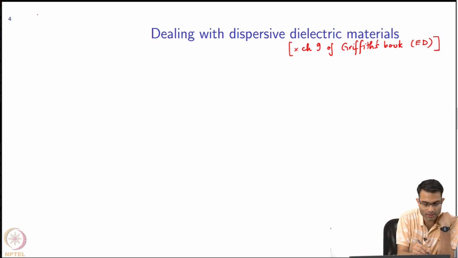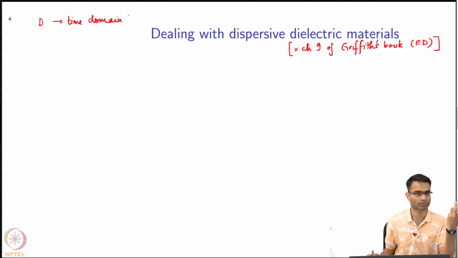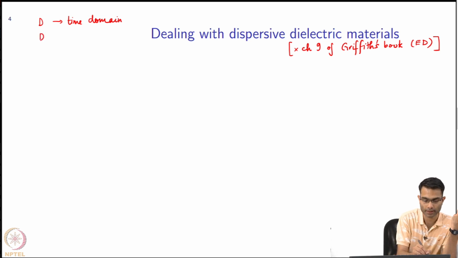The convention is, so far we have been using symbols like D. We will say that this is the time domain picture, and if I want to talk about its Fourier transform, the spectral component, I will write it as D tilde. So this is the frequency domain.